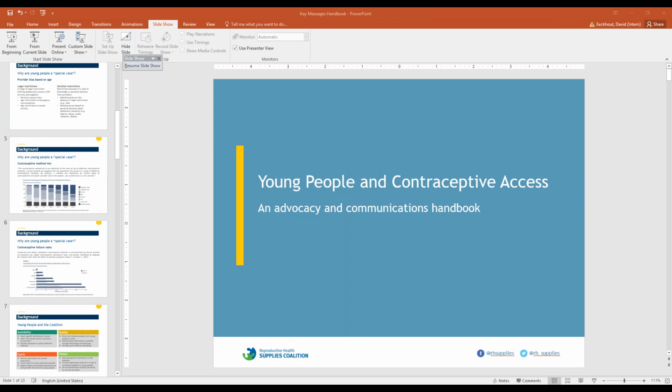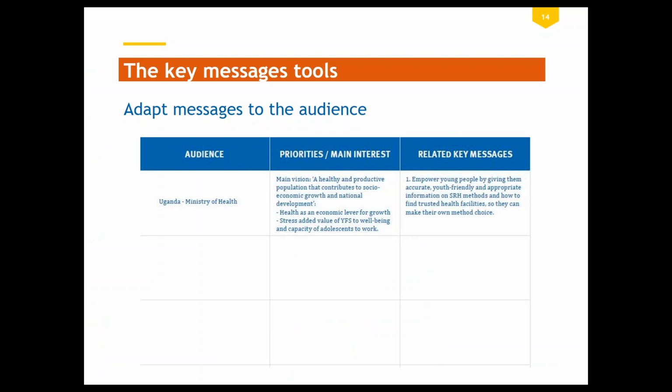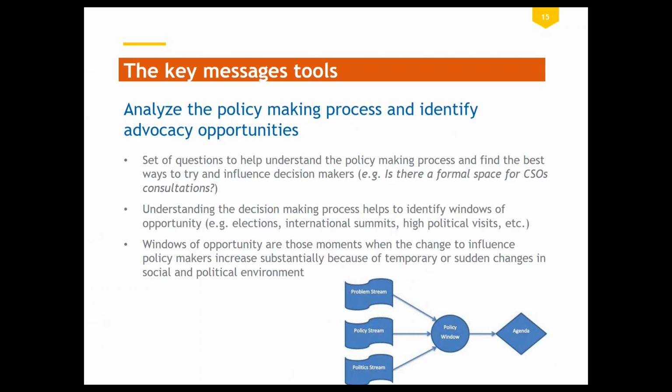So after you have done that, then you have your specific message for your specific policymaker, and we can move on to the next step, and that is to analyze the policymaking process and identify advocacy opportunities. There are many ways of influencing the decision-making process, and this requires analyzing that process and identifying essential windows of opportunity where you are more likely to get attention for your selected key messages.